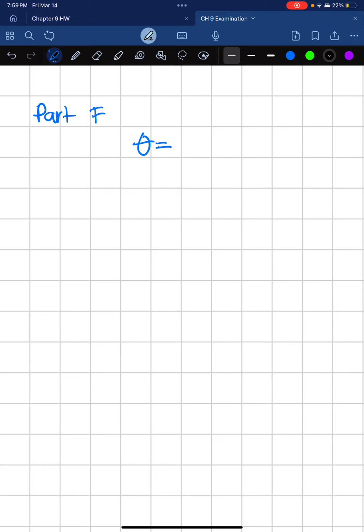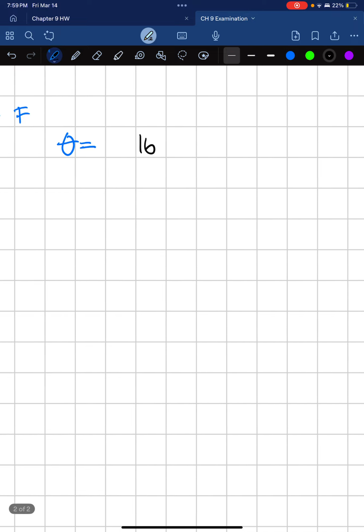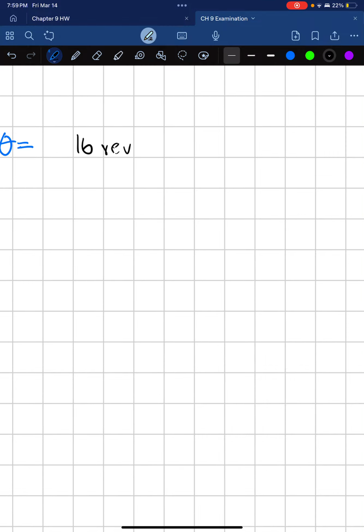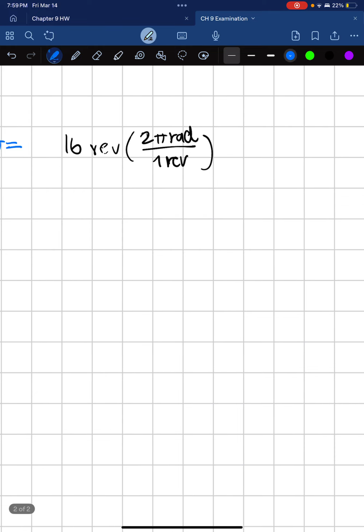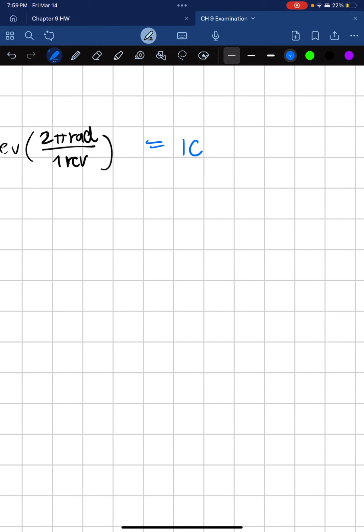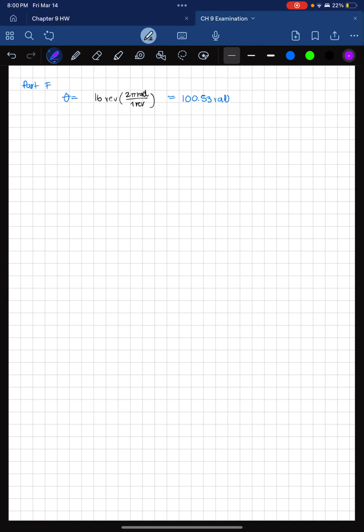So let's convert that to radians to see how many radians 16 revolutions is going to be. We multiply by 2 pi radians per 1 revolution, and when we put that in our calculator, we see that 16 revolutions is about 153 radians. Okay, so we know that now.